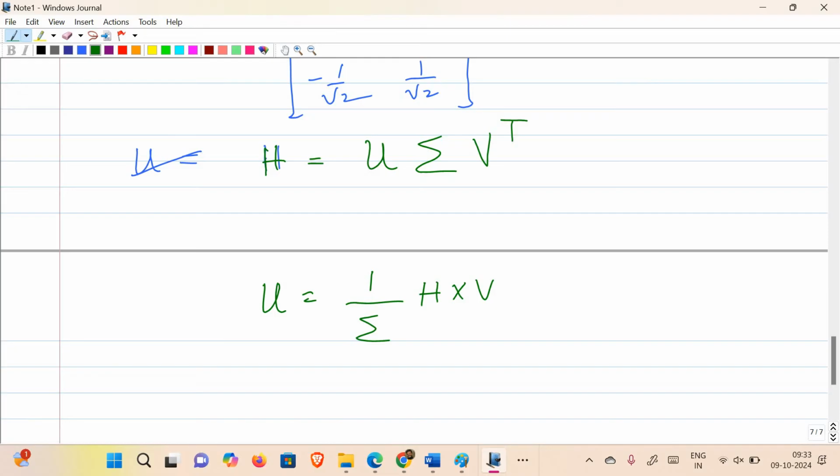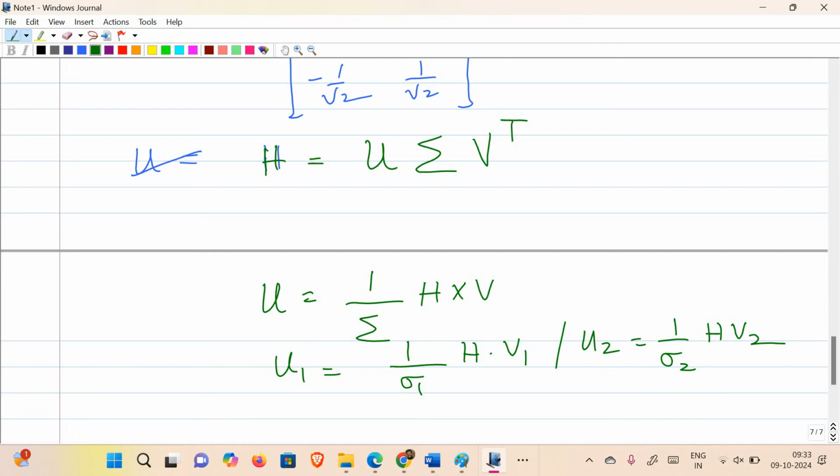Okay, so we can have a scenario of this nature when we are trying to find out what my U vector is. For each and every column of U, you can find it as 1 by sigma 1. So maybe I'll just write it down. For U1, it will be 1 by sigma 1 H multiplied by V1, and for U2, 1 by sigma 2 H of V2. That will be my final observation.